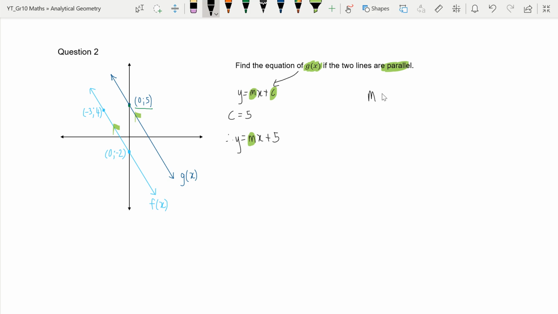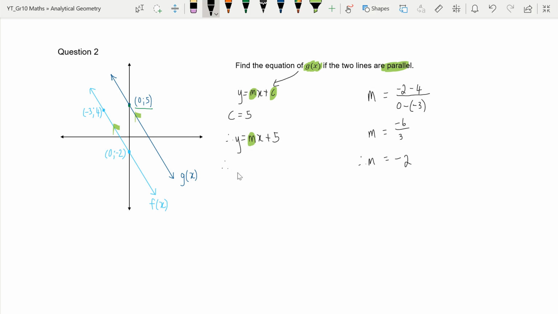To find the gradient, in this case of f of x, it is your change in y. So I'm going to say -2 minus 4, subtracting my two y values, and then 0 and take away a number that is already negative. I'm finding my gradient for the light blue line. That will give me that plus 3. And then my gradient for the light blue line will be equal to -2. And that makes sense if I look at the direction of the line. So the gradient of my light blue line is -2.